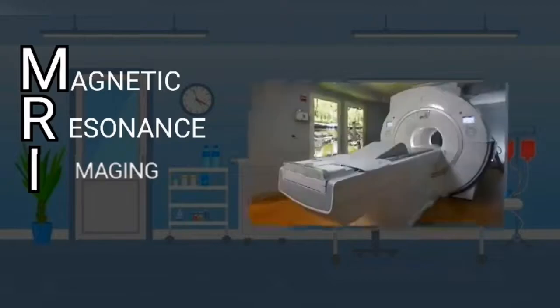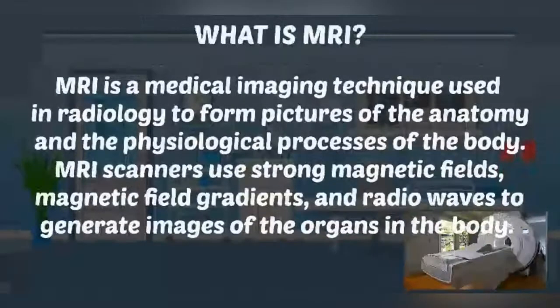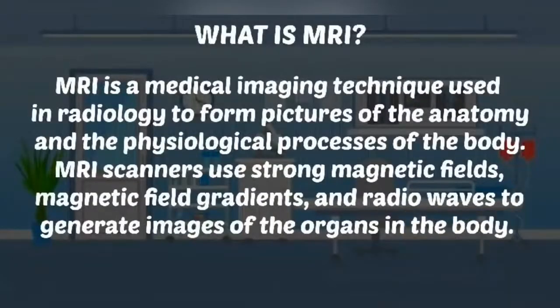MRI stands for magnetic resonance imaging. It is a medical imaging technique used in radiology to form pictures of the anatomy and the physiological processes of the body. MRI scanners use strong magnetic fields, magnetic field gradients, and radio waves to generate images of the organs in the body.